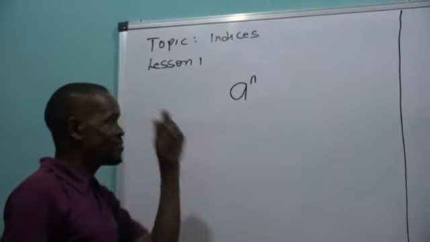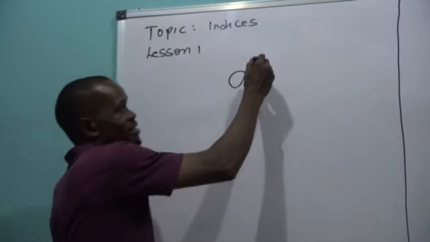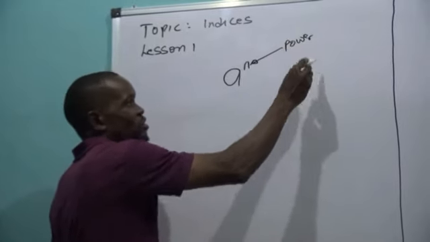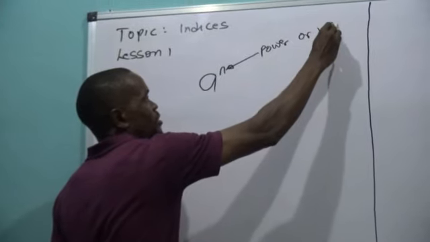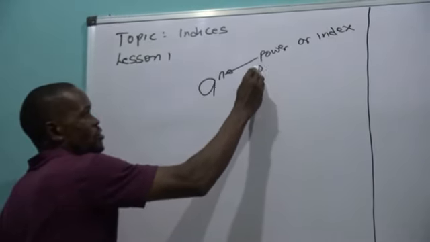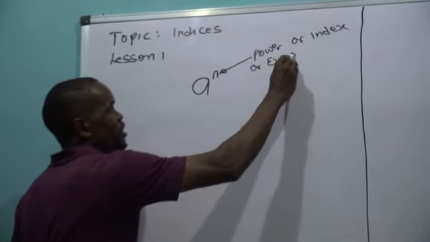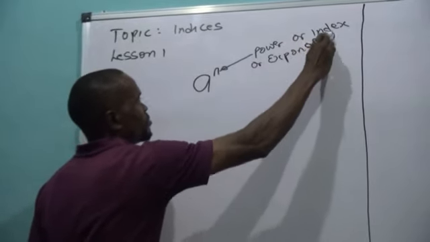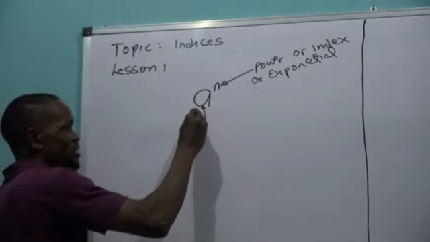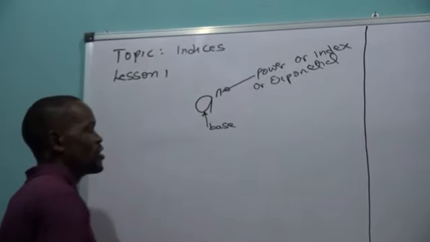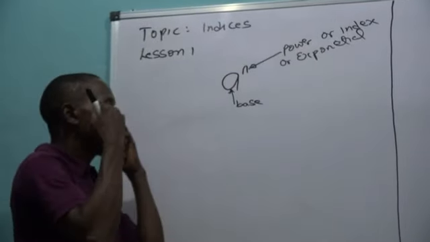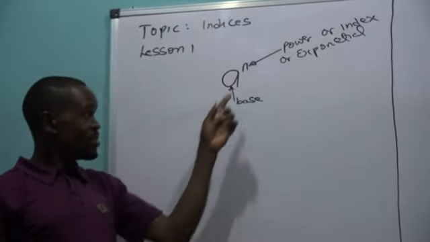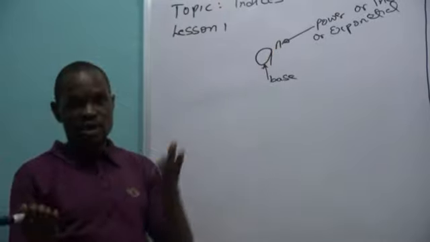This is the format, and this format is called power, or index, or exponential. You can call it exponential. And this is called base. So this is the only thing I have to store in my memory, in my brain, this format: that this one is the base, and this one is the power.